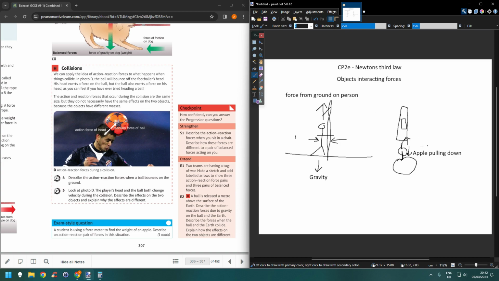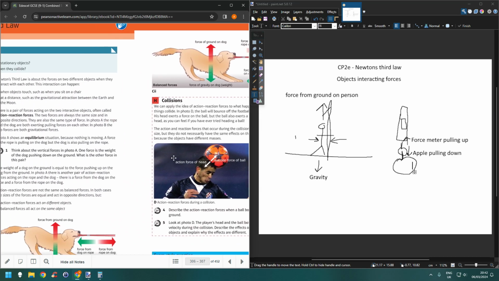It says force meter pulling up. Multiple spelling mistakes there, but all typos. Force meter pulling up, apple pulling down. That's one mark, so that's literally all we need to do. Ignore the diagram. The diagram was just for show, but these two lines are all you need to get that one mark.